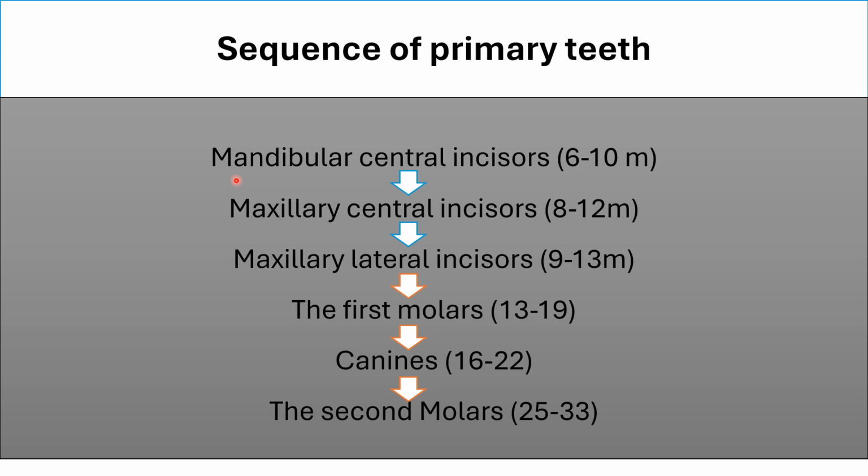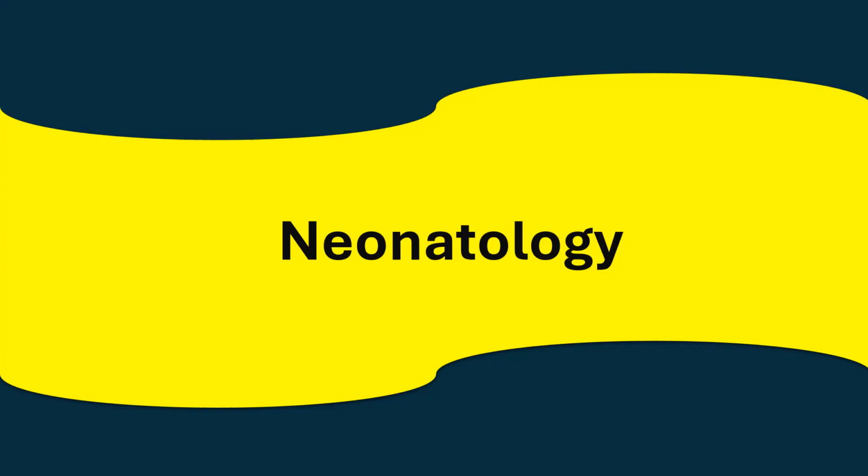Sequence of primary teeth eruption. Mandibular central incisors, the lower, at 6 to 10 months. Maxillary, the upper, central incisor, at 8 to 12 months. Maxillary lateral incisor at 9 to 13 months. The first molars, 13 to 19 months. Canines, 16 to 22 months. The second molars between 25 to 33 months.